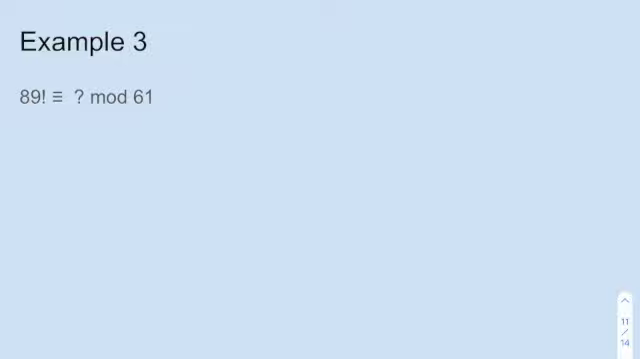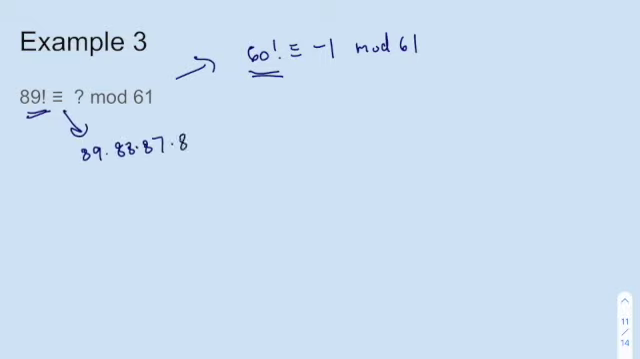Example 3, we have 89 factorial is congruent to what number in mod 61? The numbers are a lot bigger, but don't be intimidated by this problem. So based on Wilson's theorem, we know that 60 factorial is congruent to negative 1 in mod 61. So if we rewrite this to see the 60 factorial more clearly, we would have 89 times 88 times 87 times 86 times 85 all the way to 61 times 60 factorial is congruent to what number in mod 61.